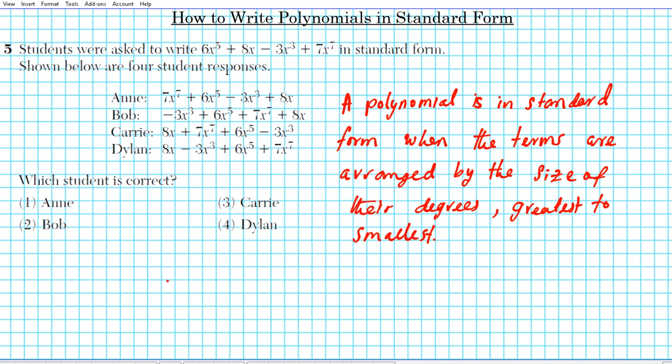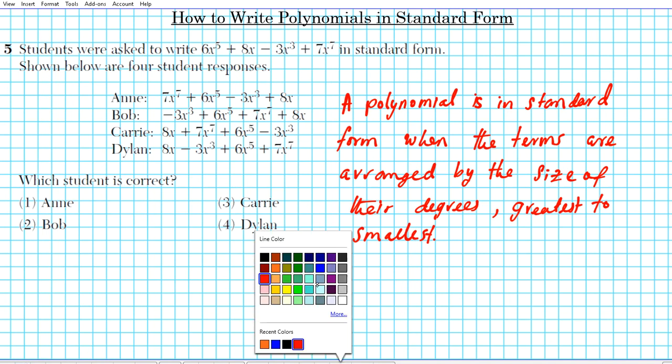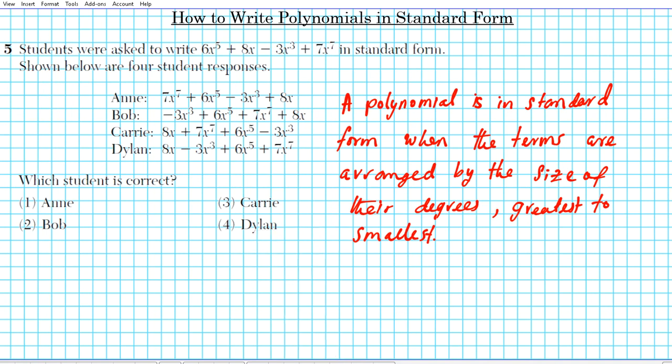Okay? So we have 6. Let's go ahead and take a look at this polynomial that we have right here. It's a 7th degree polynomial with 4 terms. So it's 6x to the 5th plus 8x minus 3x to the 3rd plus 7x to the 7th.